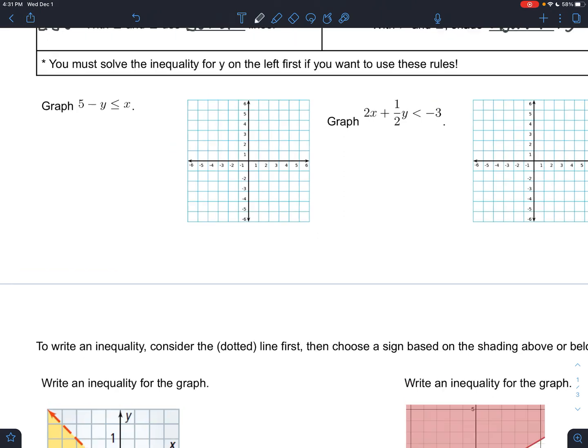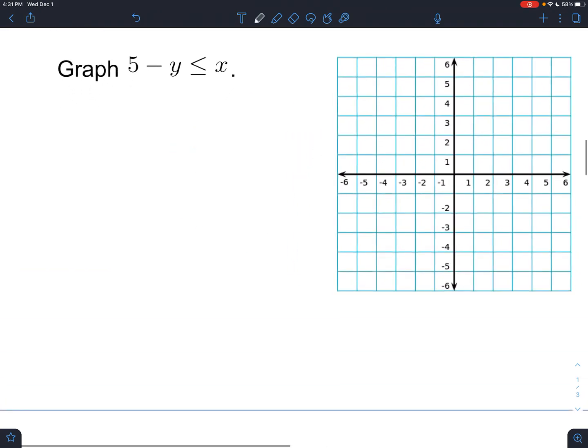So let's do 2 more practice problems, and then we'll flip the script and look at it in a different way. And we'll do a short word problem. Y is not by itself.